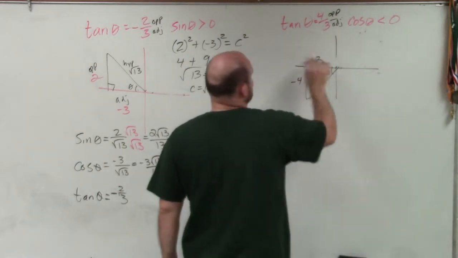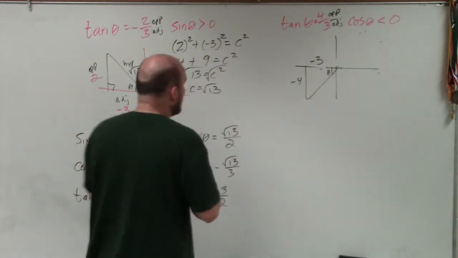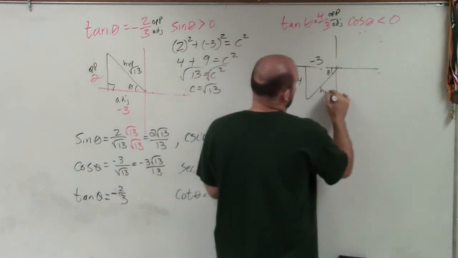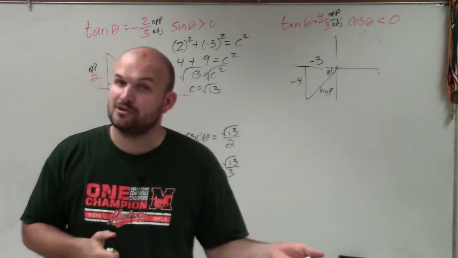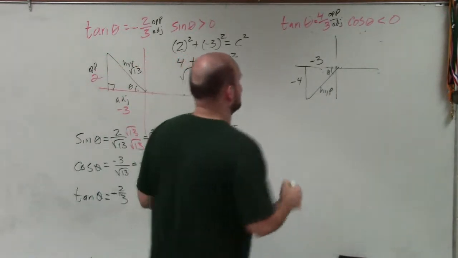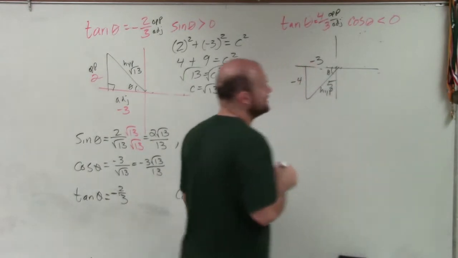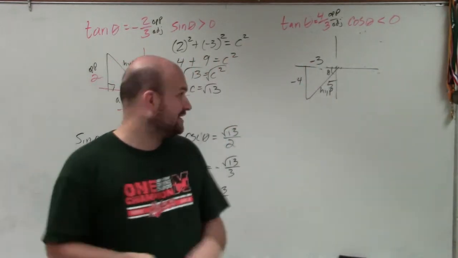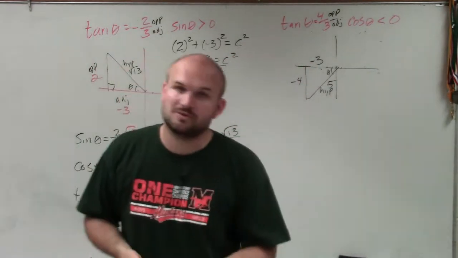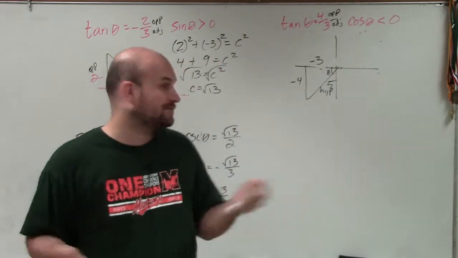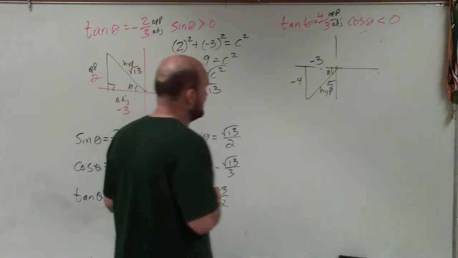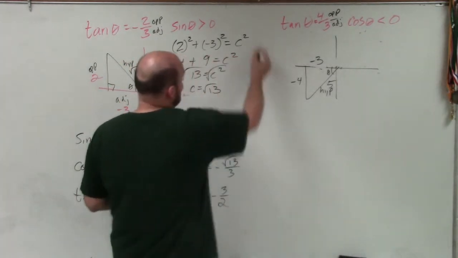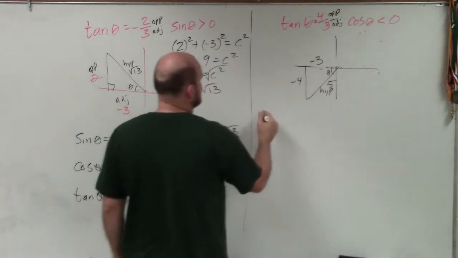So negative 3 is going to be our adjacent side. Negative 4 is going to be our opposite side. And then we need to figure out our hypotenuse. Hopefully by now you understand that this is a Pythagorean triple. So therefore, that's going to give us 5. If you do not believe me, then go ahead and use the Pythagorean theorem. Negative 3 squared plus negative 4 squared is going to equal your hypotenuse squared, which ends up being, solving, you're going to get 5.